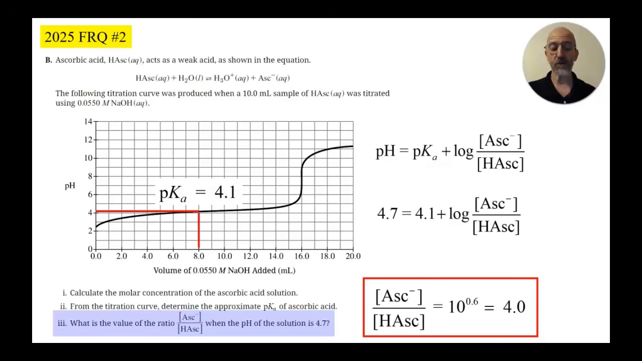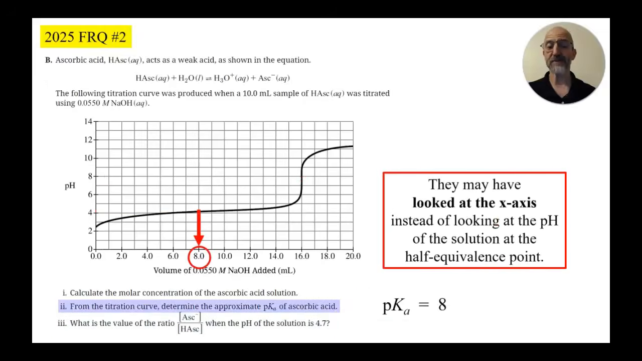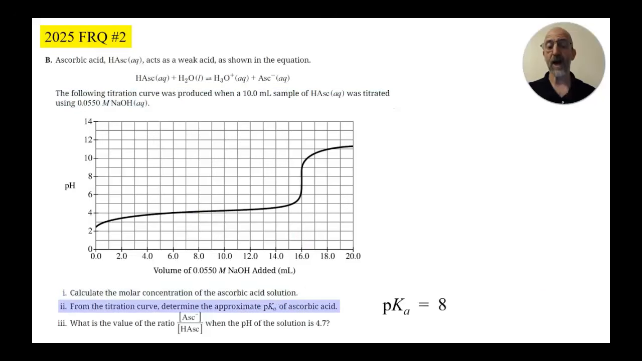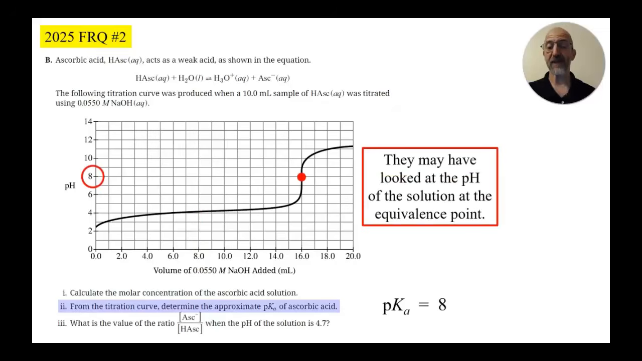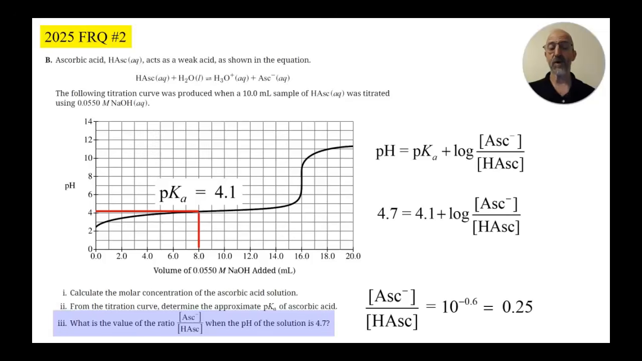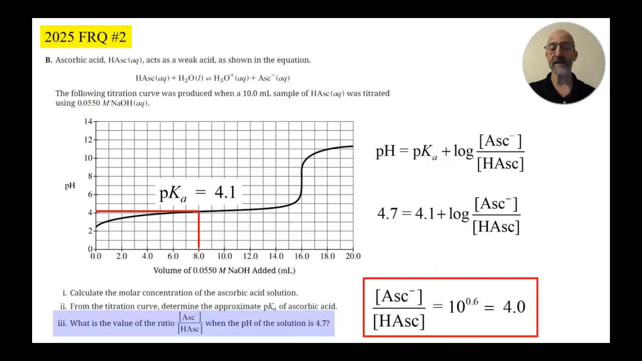So we did the molar concentration. Again, be careful you don't reverse your volumes. So that was the first part, and that was a molarity of 0.088 molar. Watch out that you get the correct pH at the half equivalence point. And if you're doing something involving the Henderson-Hasselbalch equation, make sure that you use the correct calculation. So that was supposed to be 10 to the positive 0.6, and we got a ratio of 4.